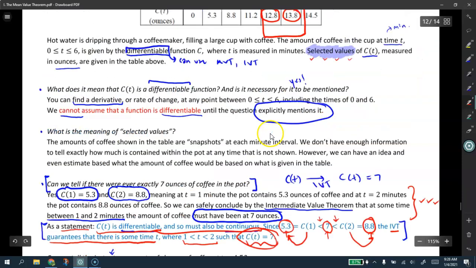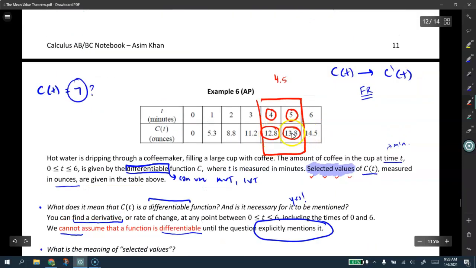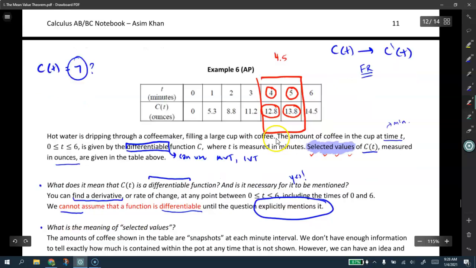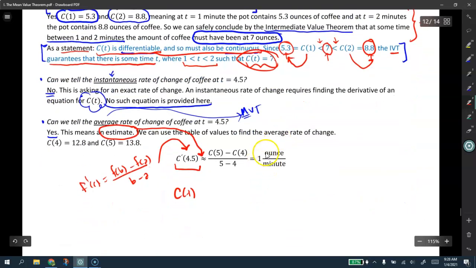And so if you take a look at the values that we have here, C of 5 is 13.8, C of 4 is 12.8. So 13.8 minus 12.8 gives you 1, and then you divide by 5 minus 4, that's also 1. So you end up with 1 ounce per minute. Now, notice how the units on the numerator are the units of C of t, and the units on the denominator are the units of t. So ounces per minute.